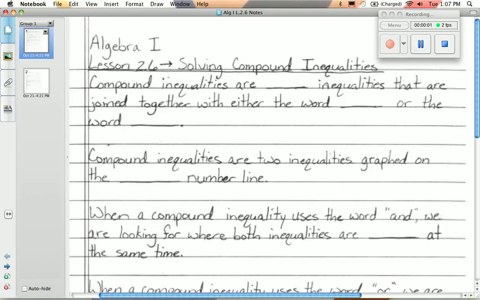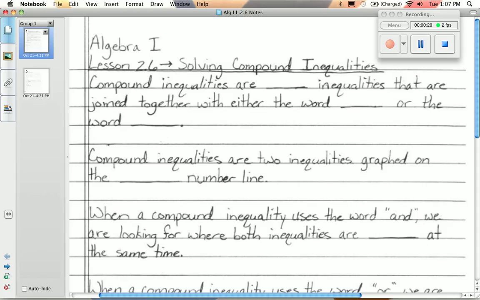In our lesson 2.6 today, solving compound inequalities, we're going to use all the skills we've learned in this chapter where we're working with simple inequalities. Everything you've solved so far is just called a simple inequality. Simple inequality does not mean just do one step of work. It means there's only one inequality symbol in the statement. A compound inequality has more than one inequality in the statement.